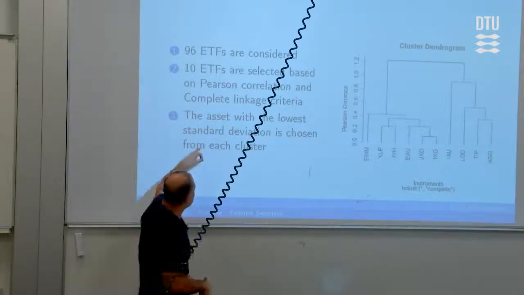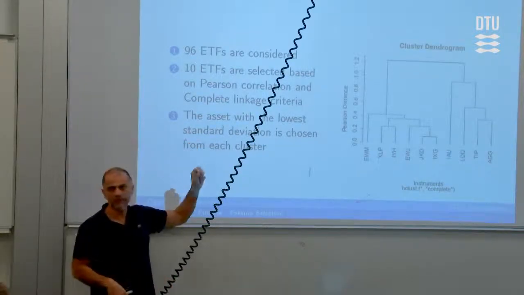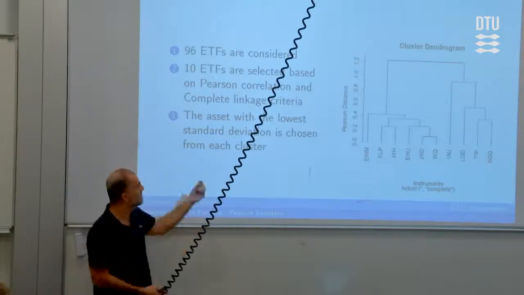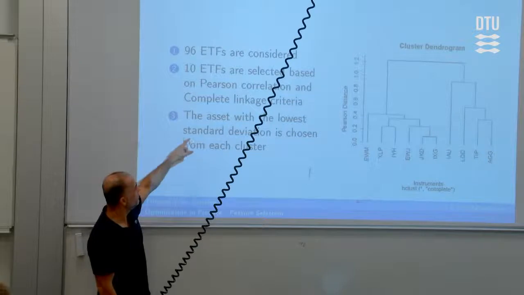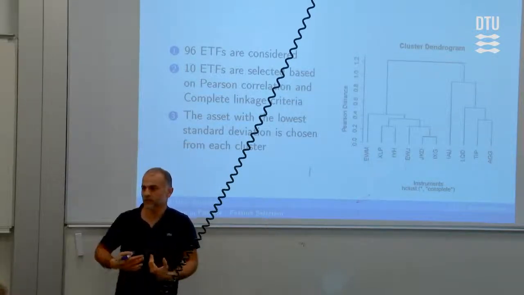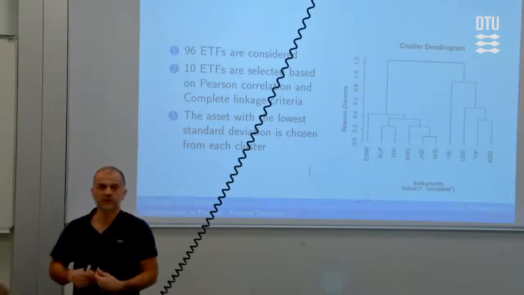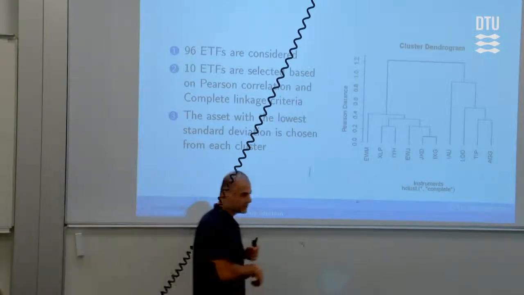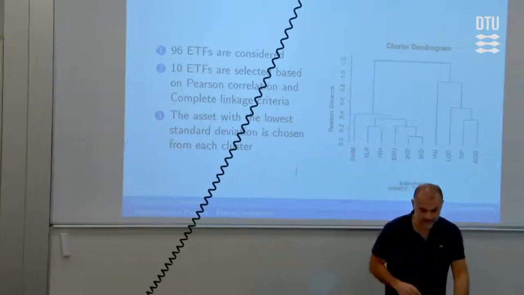And then in this particular case, you have to pick one representative from each cluster as well. So you get 10 different clusters. And in this case, we are picking the one with the lowest standard deviation. You could also pick maybe the one with the highest Sharpe ratio, or the one which is the most representative of the group, or has got the most return, or something else that you favor.